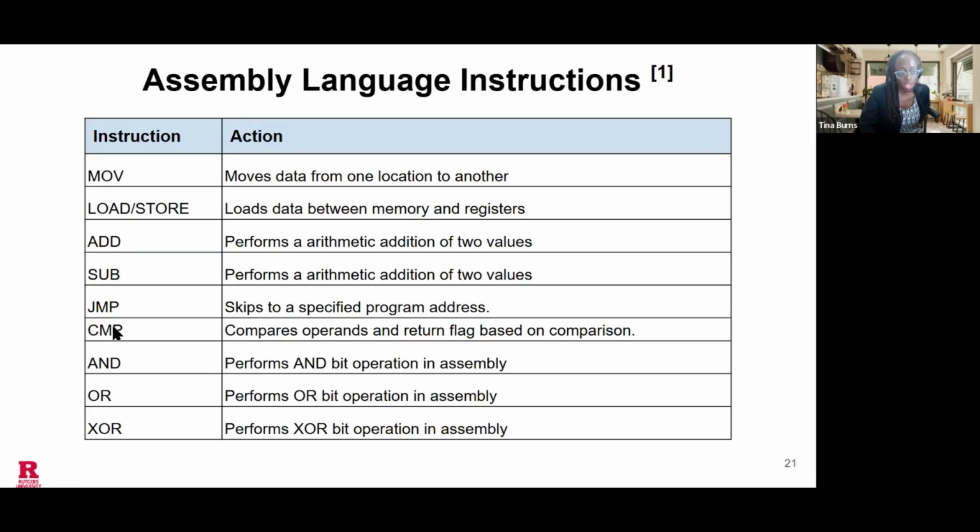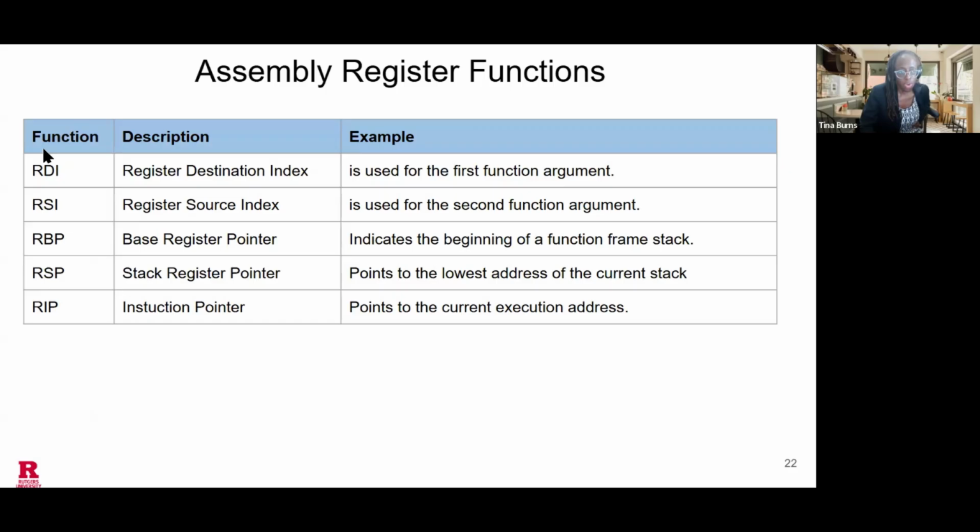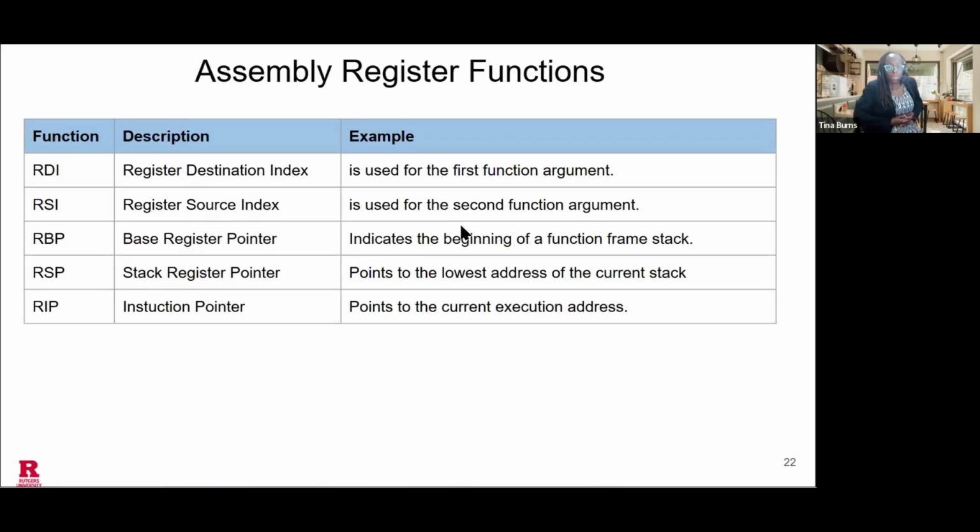Your jump will allow you to go to a different area in your program. Typically, you have an if statement: if this happens, then do this. Your jump in assembly language will help you see where that goes. Comp is for comparison. And then down here, you have your binary operations. A few other things you'll see in assembly code are these identifiers: the register destination index, register source index, and also the base register pointer and stack register pointer. So these are your common commands, and we'll go over a little more of that in the upcoming slides.